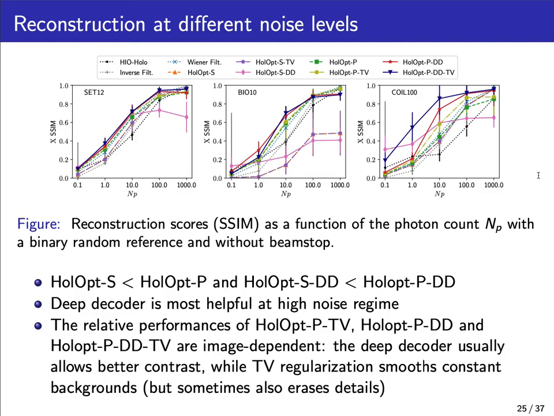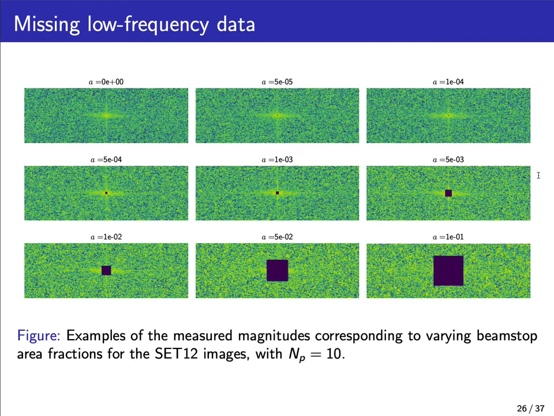You can of course go back and check this or look in the paper, but generally the deep decoder allows better contrast, while the TV regularization smooths out constant backgrounds, which is advantageous, but sometimes also erases details. So our expectation for a practitioner would be that one could try with and without the deep decoder, and perhaps with and without some level of TV regularization, and see which yields the best reconstruction.